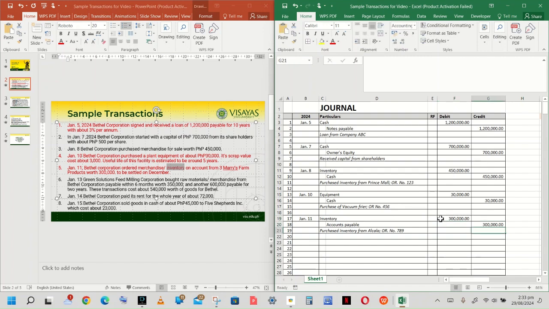300,000 pesos. Alright. Next. January 13 naman. Ayan, class. January 13, yung Green Solutions Feeding Mill Corporation, bumili kay Bethel, bought raw materials from Bethel Corporation, payable within 6 months. So, in short class, hindi niya binayaran, pero, meron tong babalikan na transaction. And another 600,000 payable for 2 years. This transaction cost 540,000 worth of goods for Bethel.